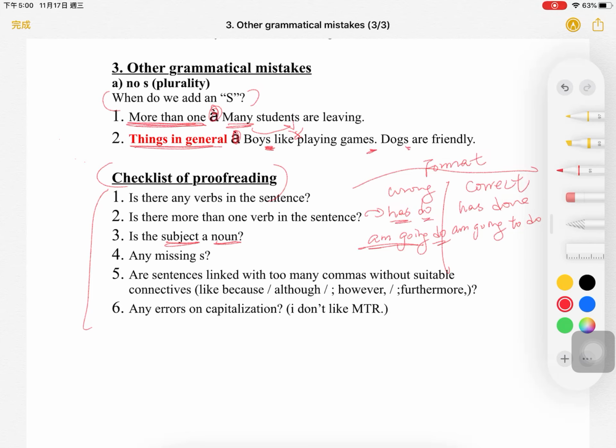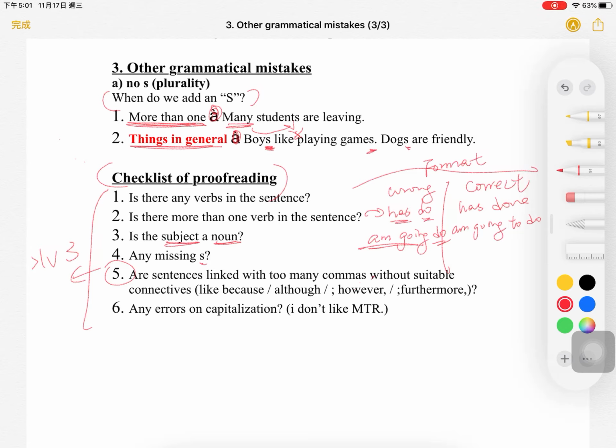The third question is the subject a noun. It must be a noun. Any missing s? This one is very important, but it is for level maybe 2 to 3, level 3 or above.